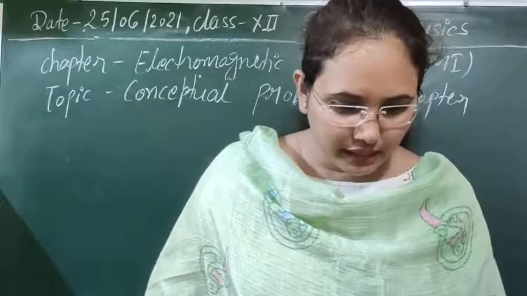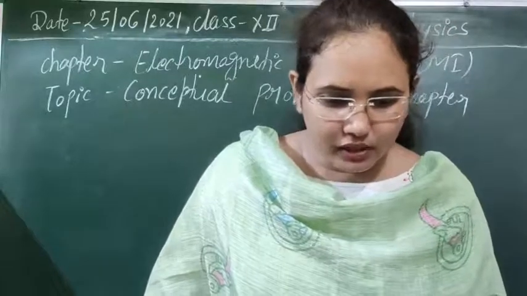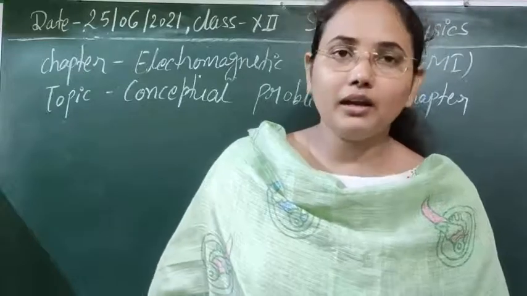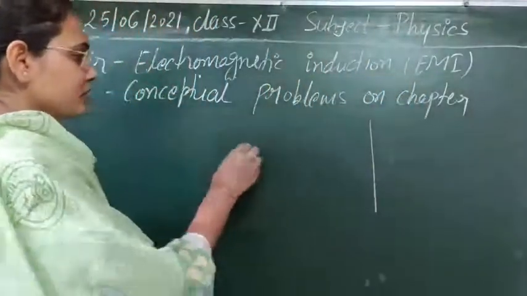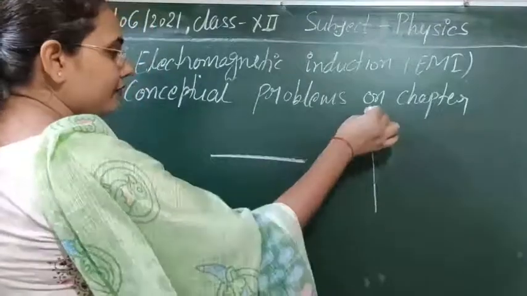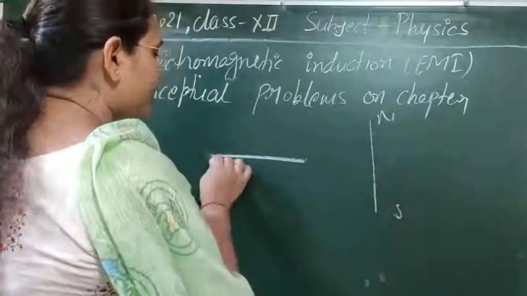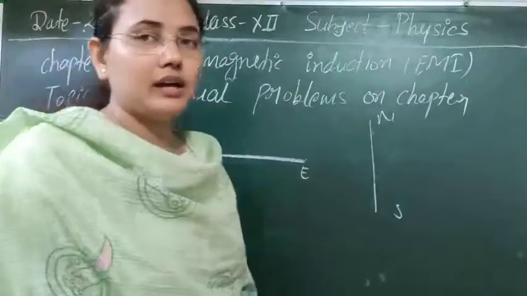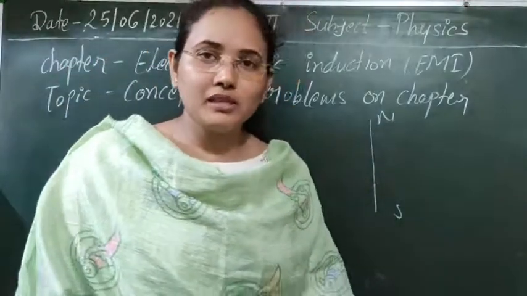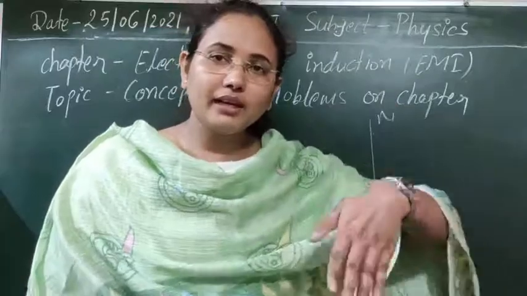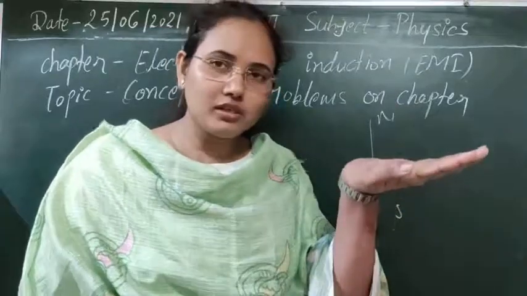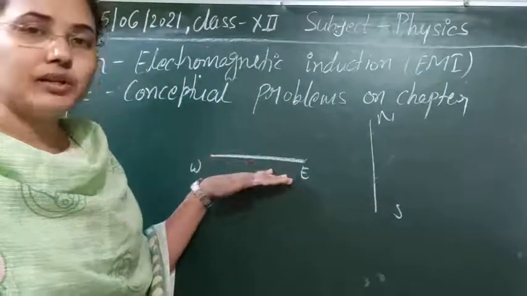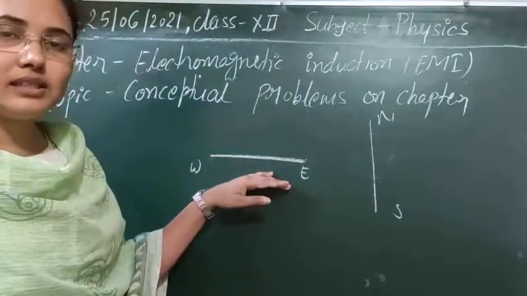Here the question is: a wire kept along the east-west direction is allowed to fall freely, then will there be induced EMF or not? Now suppose we had kept this wire in the north-south direction, and now we have kept it in the east-west direction. Now we allow it to fall freely. Means if it falls in the vertical direction, with its horizontal direction downward like this, then will you experience any change in flux or not?